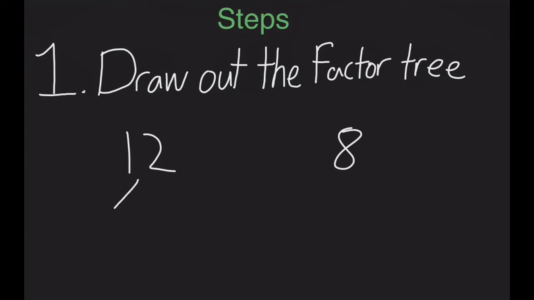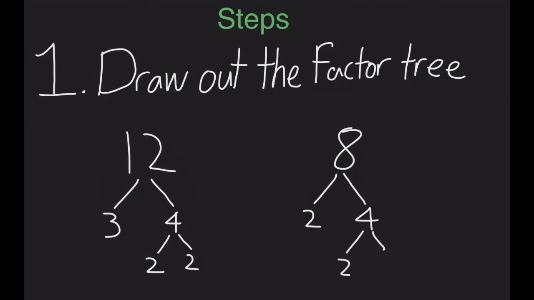Alright, so 12 breaks down into 3 and 4. 3 is a prime factor, so it can't be broken down anymore. But then 4 can become 2 and 2. Alright, so these are all prime factors: 3, 2, and 2. So let's do the same thing for 8. Alright, this can be broken down into 2 and 4, and then 4 into 2 and 2.